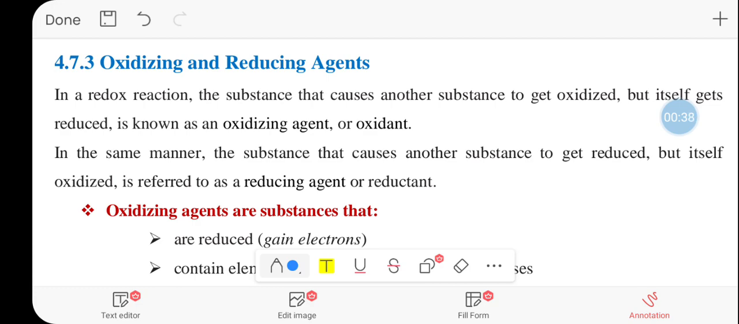Now, oxidizing and reducing agents. In a redox reaction, the substance that causes another substance to get oxidized but itself gets reduced is known as oxidizing agent or oxidant.